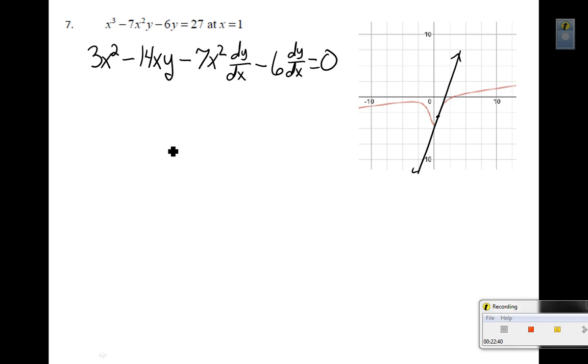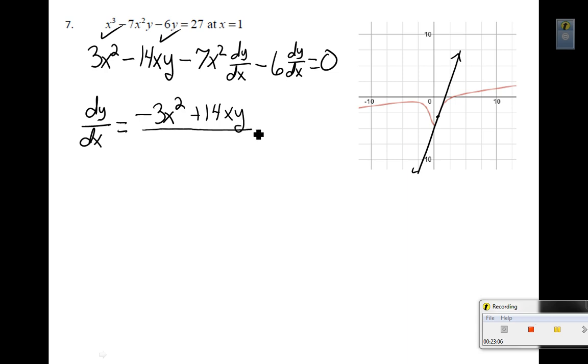Now let's solve this for dy/dx. So here goes my thinking. The 3x squared has got to go to the other side using subtraction. The negative 14xy has got to go to the other side using addition. And it's going to be over negative 7x squared minus 6. I shortcutted that. I would have factored out a dy/dx and then divided both sides by it.